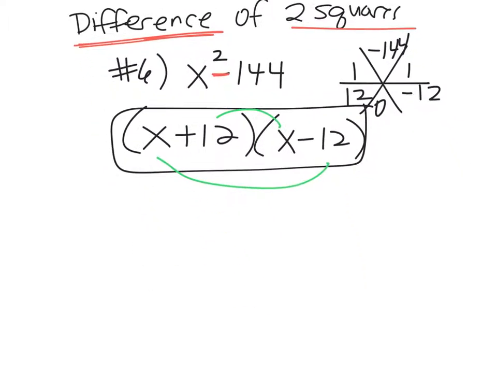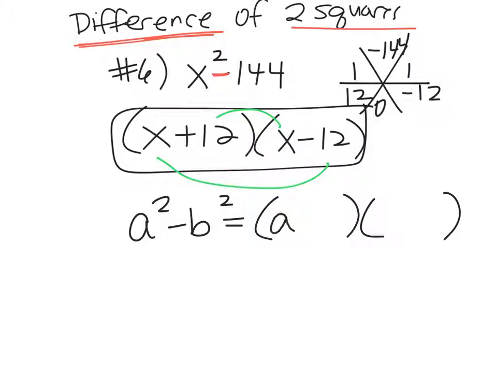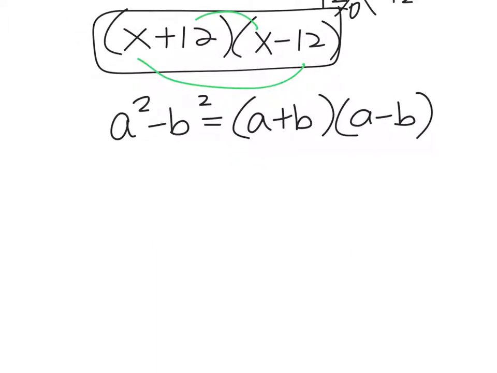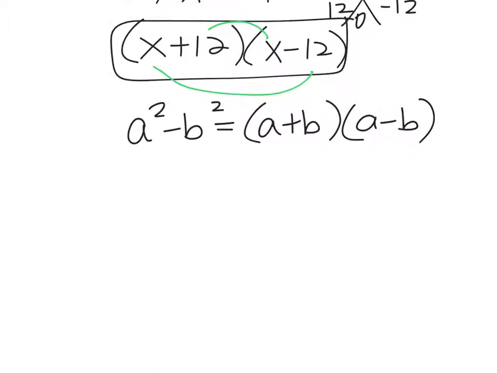Let me show you. If you have a squared minus b squared, it's always going to factor as a plus b times a minus b. Okay? So my last ones, the perfect square trinomials, were plus plus or minus minus. This is one of each. Don't try and combine it into one. They're separate. All right, so let's do number 7.